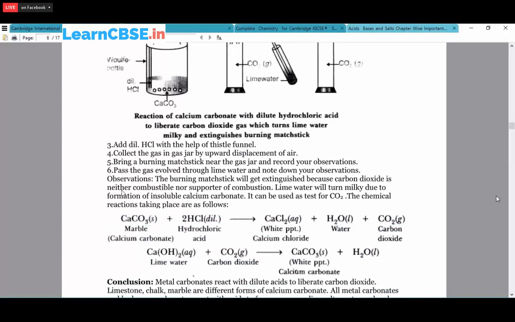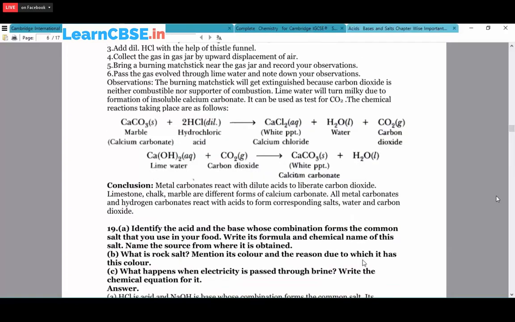The reaction taking place is calcium carbonate, which is marble, reacting with hydrochloric acid to give CaCl2 plus H2O plus CO2. We allow this CO2 to pass through the lime water. The formula is Ca(OH)2, which is an aqueous solution. Once the CO2 passes into the lime water, it turns milky because CaCO3 forms as a white precipitate, plus H2O. When a metal carbonate reacts with dilute acids, carbon dioxide is liberated. Limestone, chalk and marble are different forms of calcium carbonate. All metal carbonates and hydrogen carbonates react with acids to form the corresponding salts, water and carbon dioxide gas.